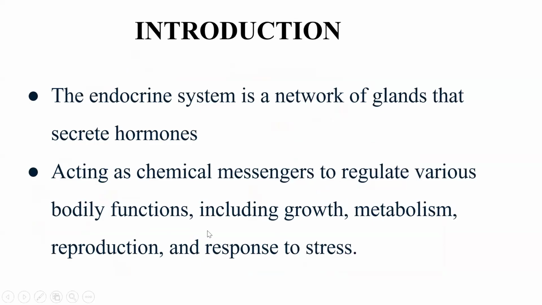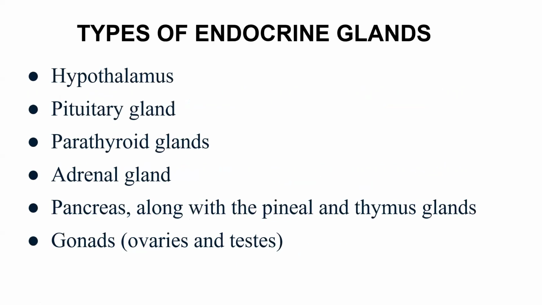Okay, so by way of introduction, the endocrine system is a network of glands that helps to secrete hormones. These hormones act as chemical messengers to regulate various body functions, including growth, metabolism, reproduction, as well as our responses to stress. They help the body in adapting to stress, in maintaining metabolism, in helping reproduction. We'll be referring to the gonad in that aspect.